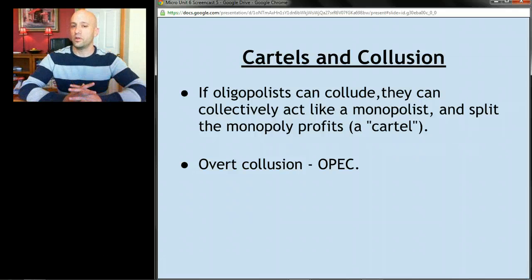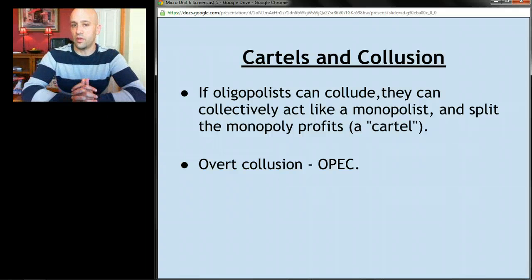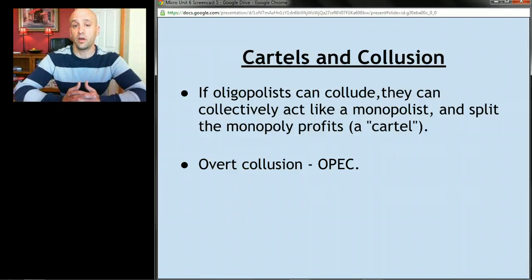Now, overt collusion is actually illegal. You're not allowed to do that. The reason the OPEC people get away with it is that they meet in countries outside of our country, and we can't simply apply our laws to them.